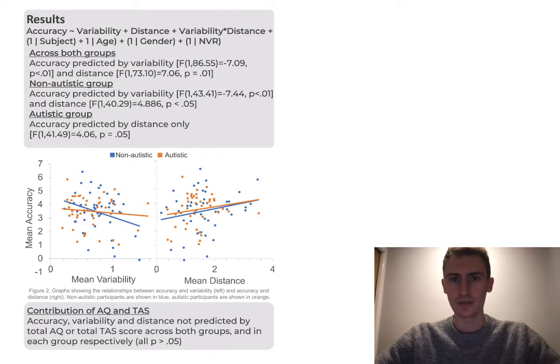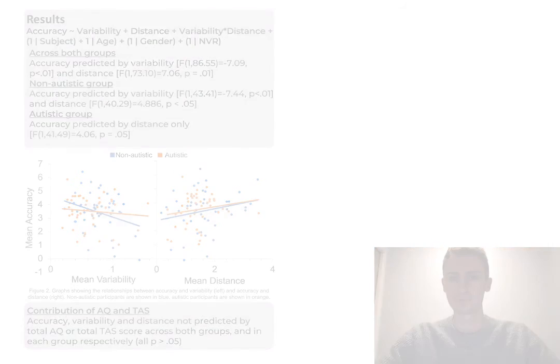Following this, we ran these analyses in the autistic and non-autistic groups respectively. This identified that for non-autistic individuals, both variability and distance contributed to emotion recognition accuracy. In contrast, for autistic individuals, only distance contributed to emotion recognition.